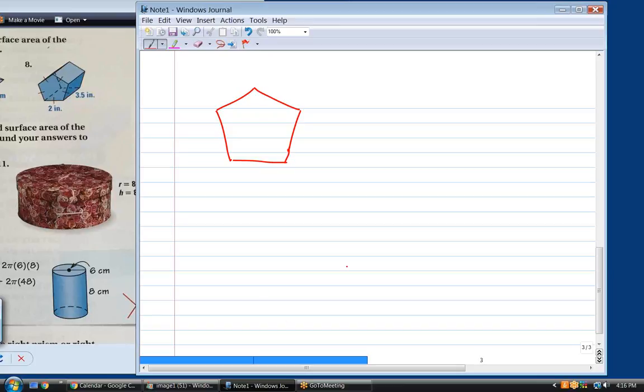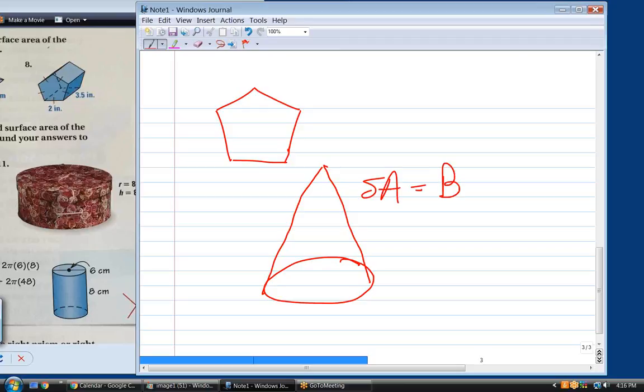All right, before we go any further, let's look at cones. Cones are special. The surface area equals the area of one base, which is a circle, plus pi r lambda. And this is what's different about cones, where lambda is this side length. It's not a vertical length.